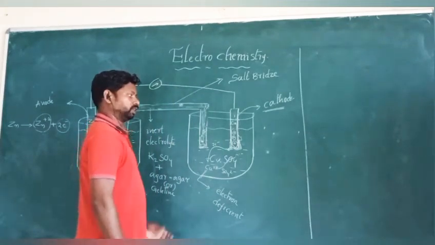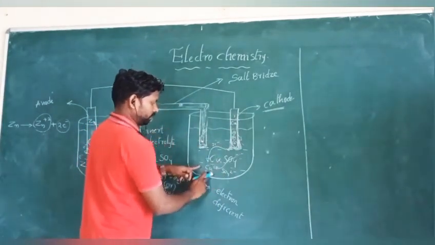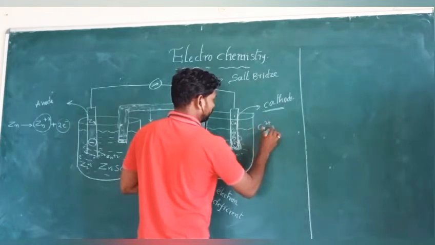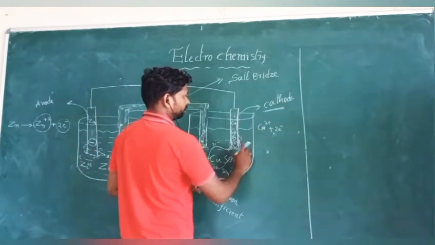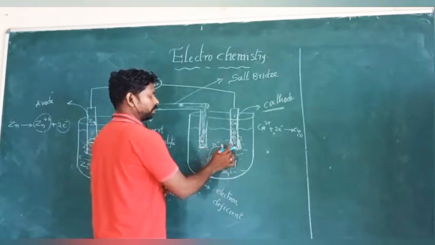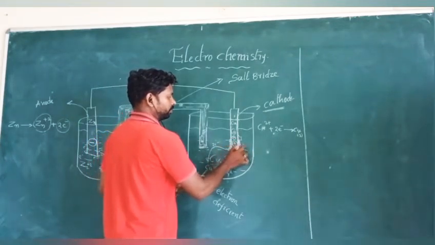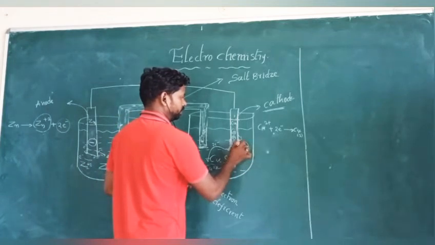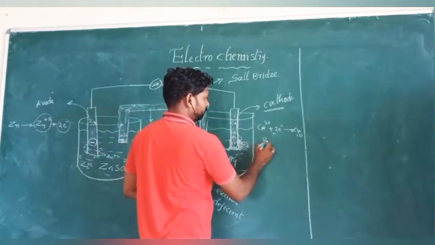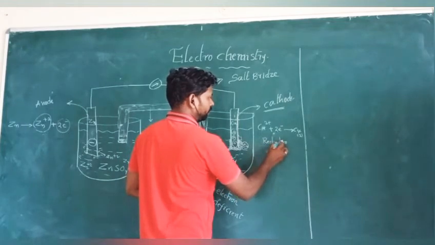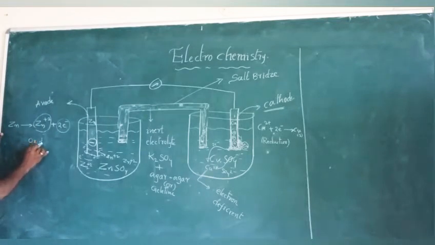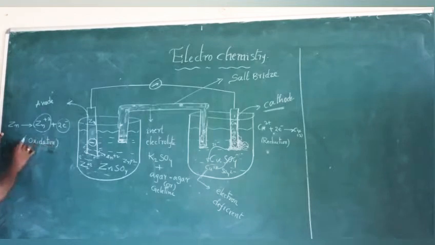So this process is called a reduction process. This Cu2+ is taking 2 electrons from the copper rod and forms Cu, copper. This copper is deposited here on the rod. At cathode, always a reduction takes place. At the anode, always oxidation takes place.